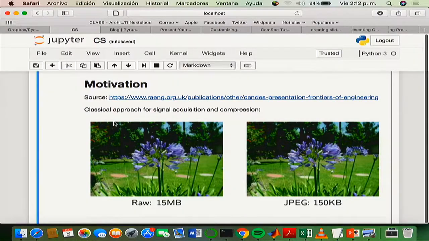So first of all, I want to talk to you a little bit about compressed sensing. I don't know how many of you have heard about this topic. Some of you, okay. For those that have no clue about this topic, this is a new paradigm in the acquisition of signals that is expected to change most of the electronics that we have today.